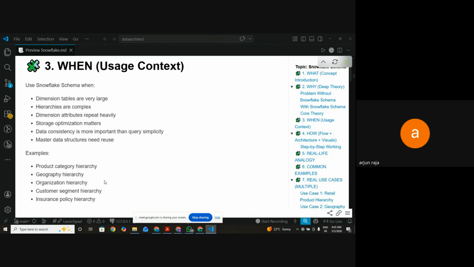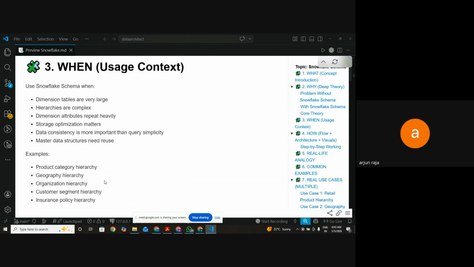Okay. Usage: use a Snowflake schema when dimension tables are very large, dimension hierarchies are complex, dimension attributes repeat heavily, storage optimization matters, data consistency is more important than simplicity, and master data structures need reuse.